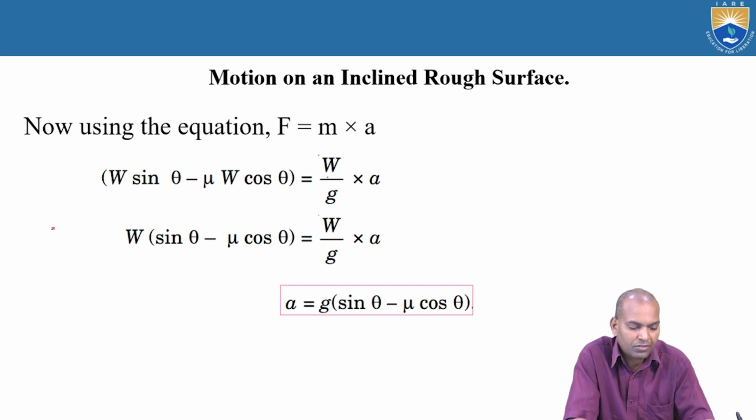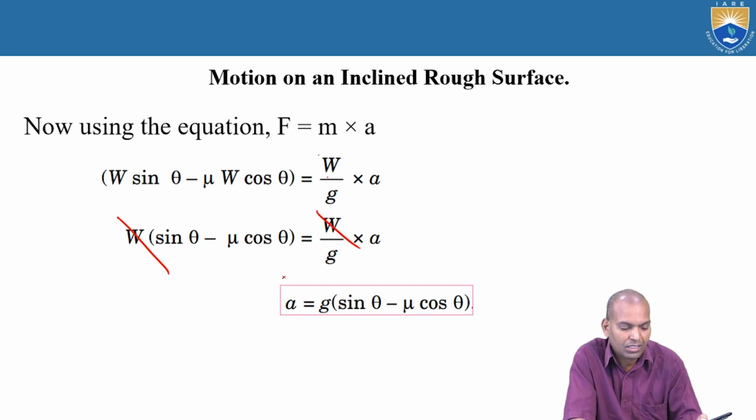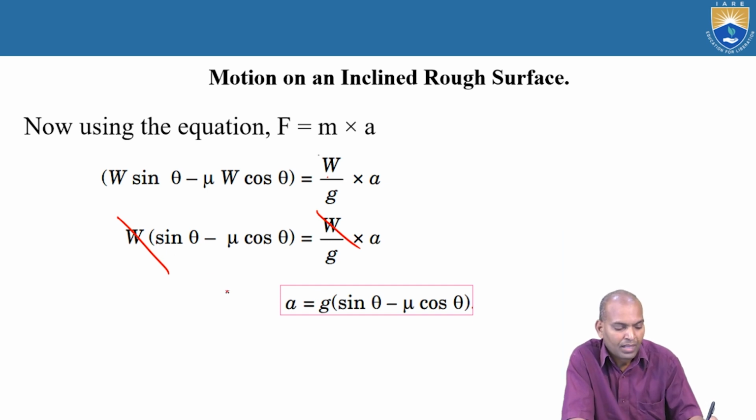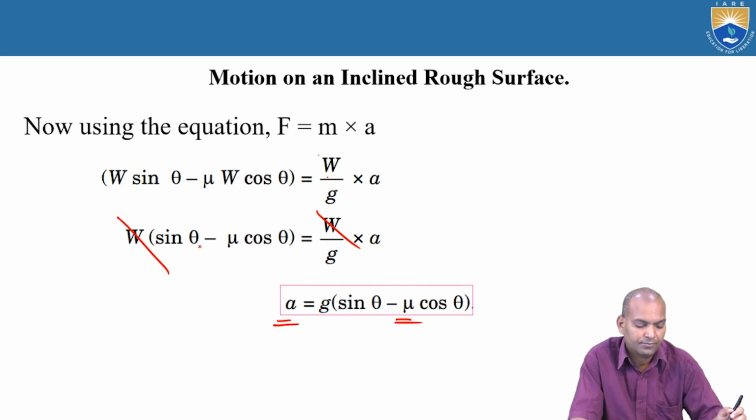Now equate both equations. W is common, so it will be cancelled. Then acceleration a equals g times sin theta minus mu times cos theta. Here g is the gravitational acceleration, theta is the angle of the inclined plane, and mu is the coefficient of friction. This acceleration is the linear acceleration, and it depends on the angle of the inclined plane and the coefficient of friction.